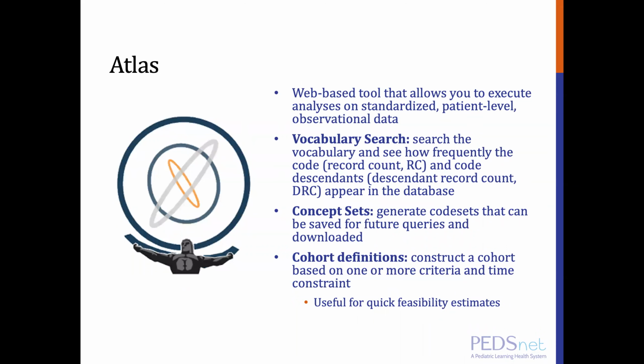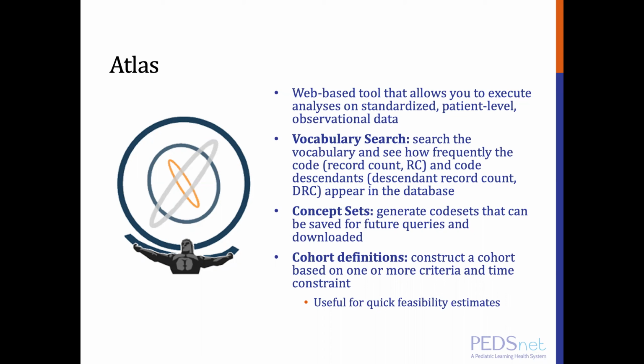So a tool that we're going to go over and I'll demonstrate live, and will be really helpful for you in the exercises, is this tool called Atlas that comes from Odyssey. It's a web-based tool that allows you to execute analyses on standardized patient-level observational data. The things you may want to play around with when you have access: vocabulary search. It will search the vocabulary and show you how frequently the code, which is the record count, RC, and the code descendants, the descendant record count, or DRC, appear in your database.